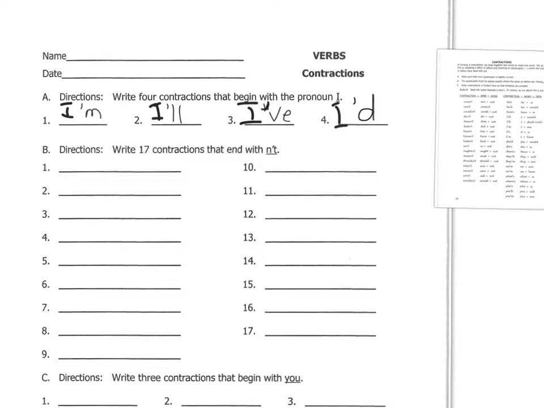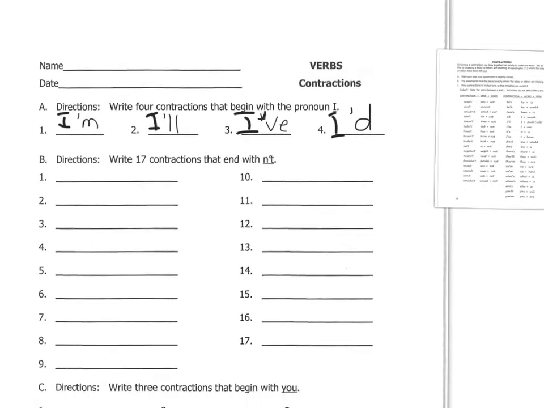Part B. Write 17 contractions that end with nt. And what is nt? N-O-T. But the O has been taken out, and instead we have the apostrophe, nt.